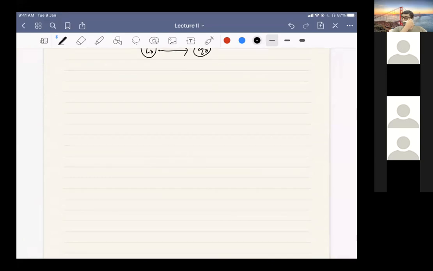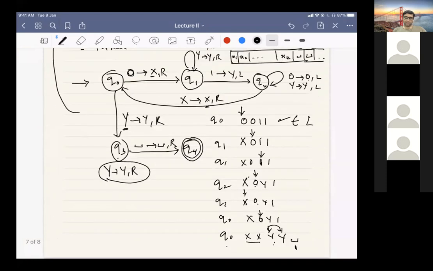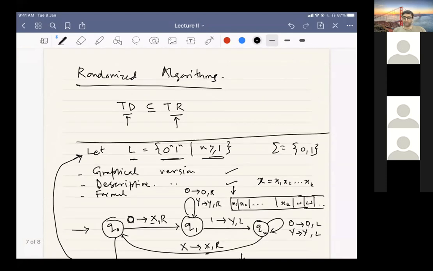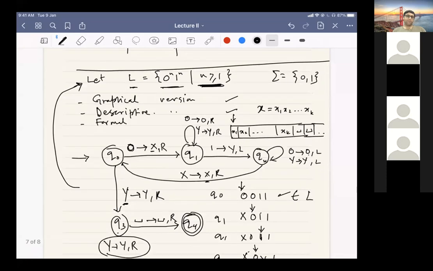Thank you. In the previous TM, it's not going to work on an empty string, right? Yes. So n cannot be equal to zero in that language. So we have to modify it. It has to be n greater than or equal to one. That's a mistake earlier. It has to be greater than or equal to one, not greater than or equal to two. It cannot recognize that.